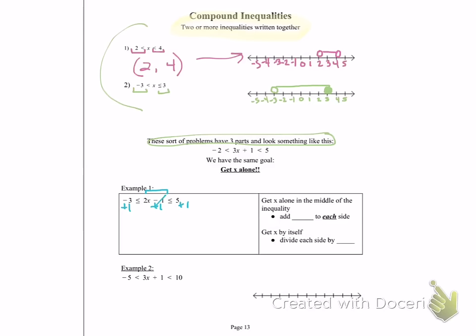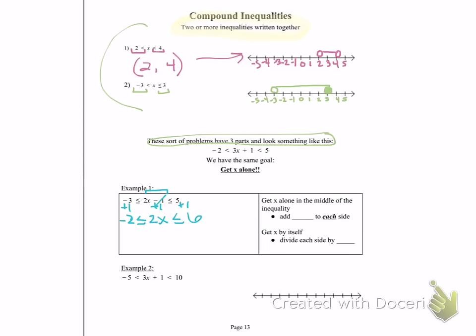So this cancels out. Let's simplify it. I've got -3 plus 1, which gives me a -2. I still have my inequality sign. I bring down my 2x, my other inequality sign, and then 5 plus 1 gives me 6. Okay, so I got rid of the 1.